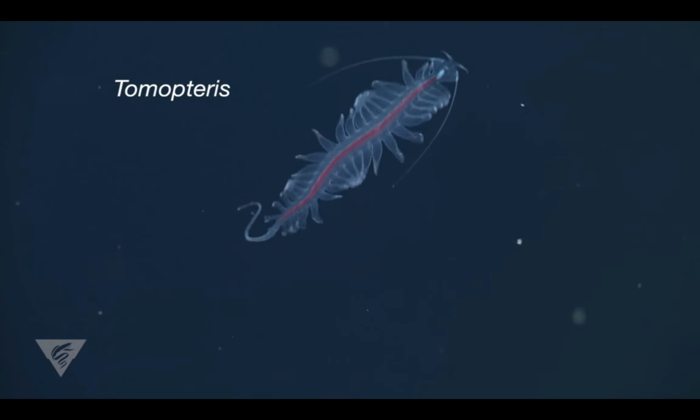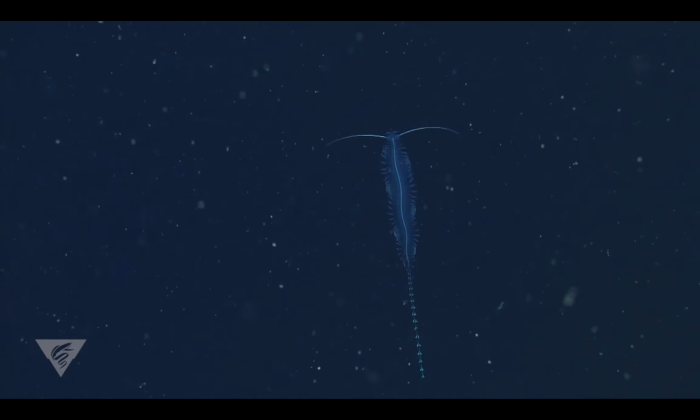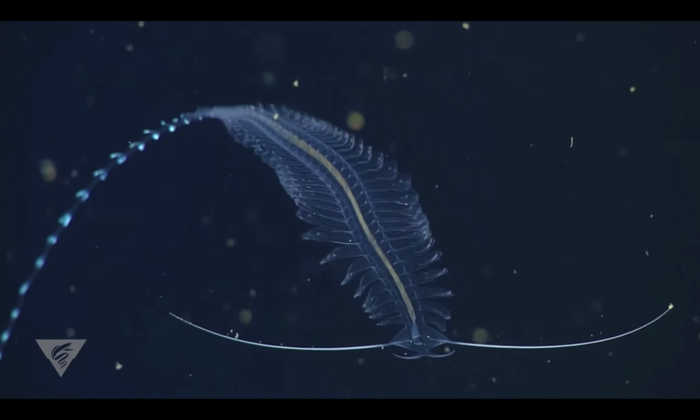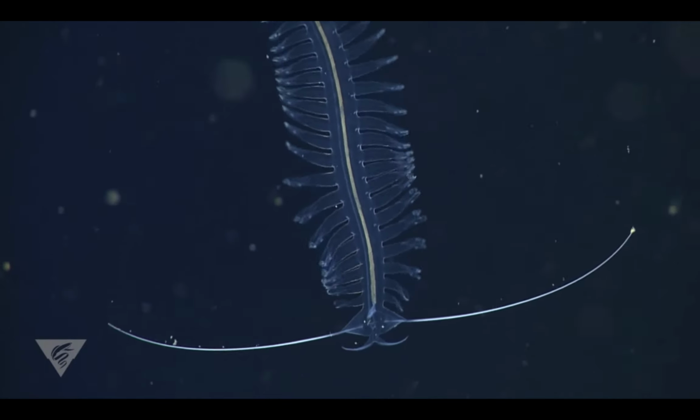Tomopteris, the dancing bristleworm, is an active swimmer using large fleshy parapodia for bursts of rapid speed. These worms have transparent bodies to conceal them from unwary prey and are voracious predators on other drifting animals.